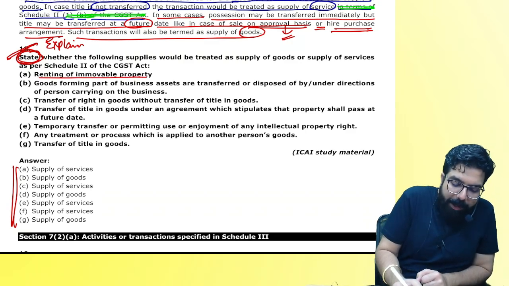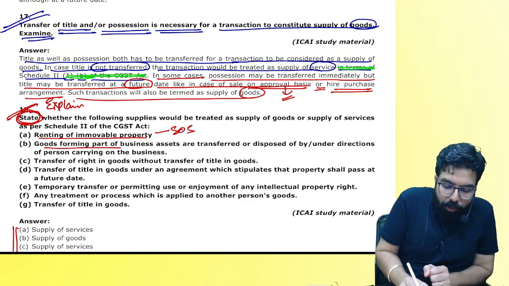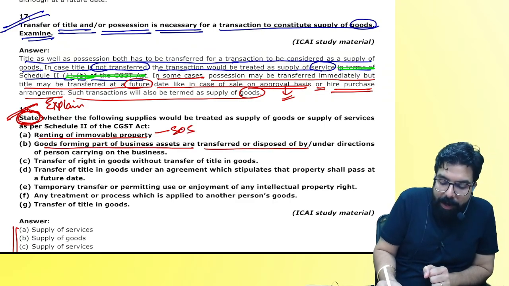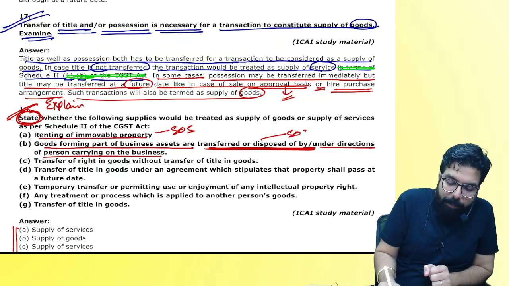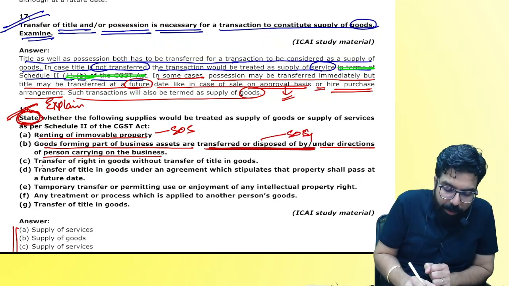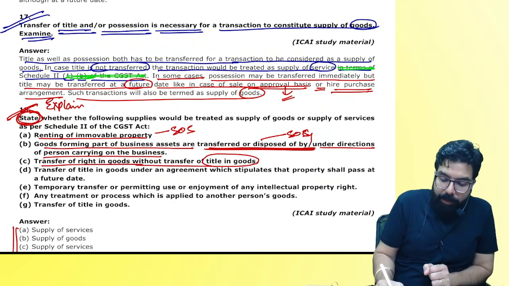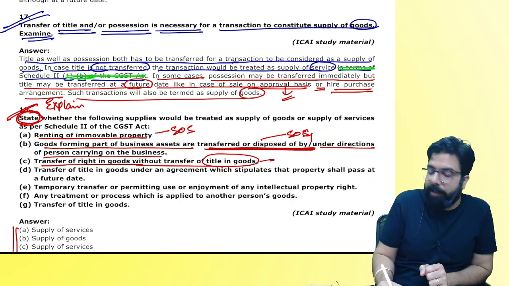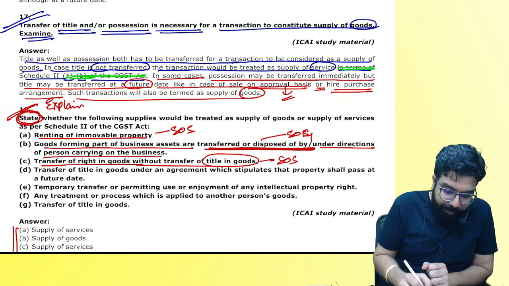Renting of immovable property, everyone, louder. Supply of goods forming part of the asset are disposed of under the direction of the person. People, goods are disposed of. Permanent transfer, supply of goods. Transfer of right in goods without transferring the title. Which example did I give you? Right in goods. That JCB machine, TV wala example, supply of service. Can I go ahead?